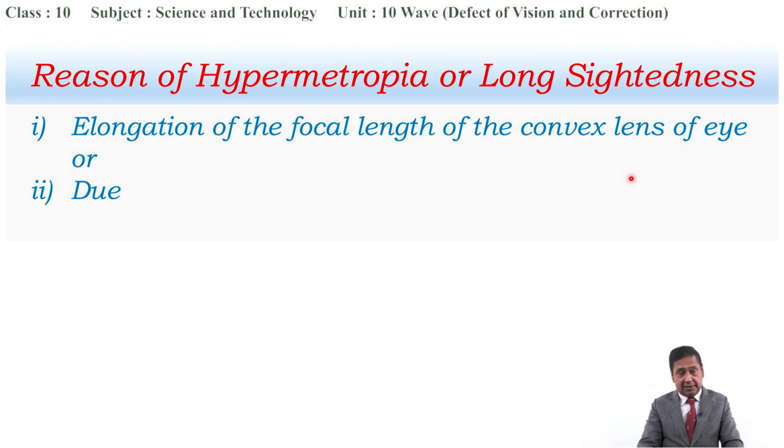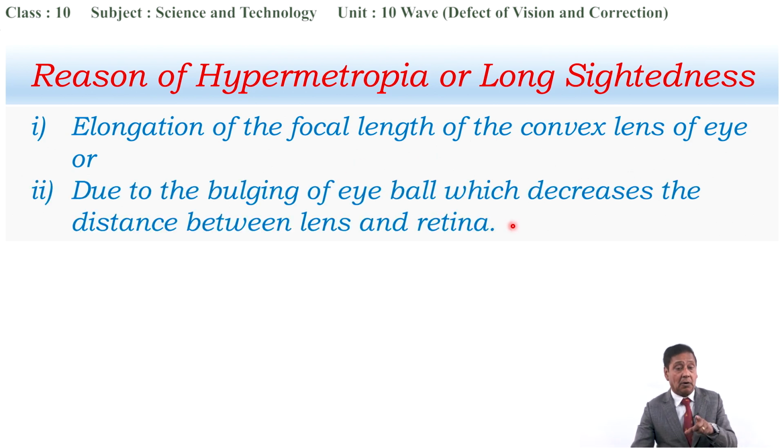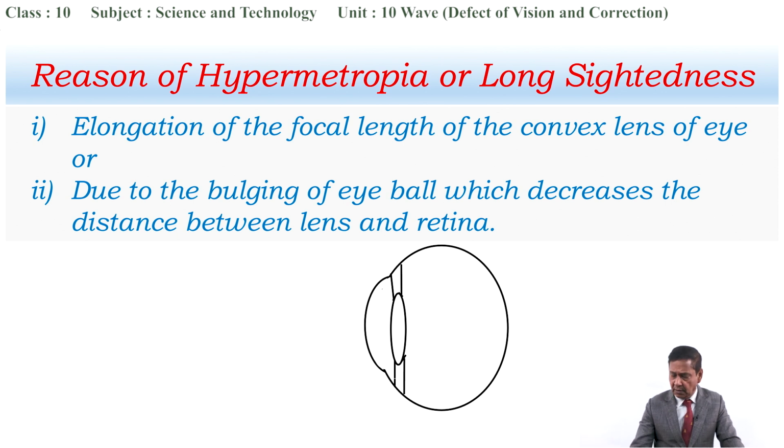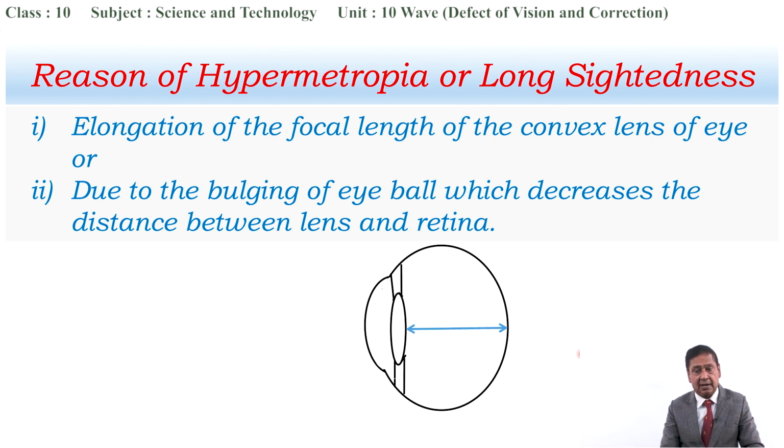Now the second reason may be due to the bulging of the eyeball, which decreases the distance between the lens and retina, or both may occur in the same eye, isn't it? This bulging of the eyeball means what? If the eyeball is not normal, it is somewhat like this. Look at this, it is called a bulged eyeball. It has gone up and down. Yes, not normal. Up and down the distance is more. It means the distance between the lens and retina is less, isn't it? This distance is less. In a normal eyeball, it is a little long, but in a bulged eyeball, it is less. In an elongated eyeball, it is greater than in a normal eyeball.